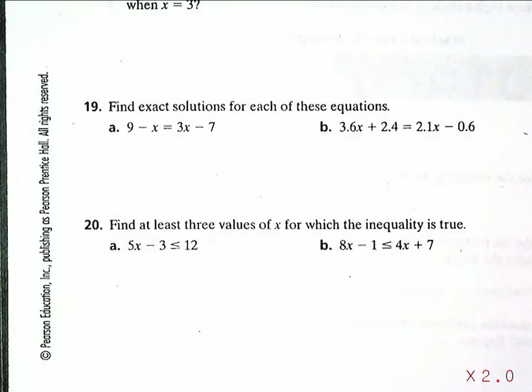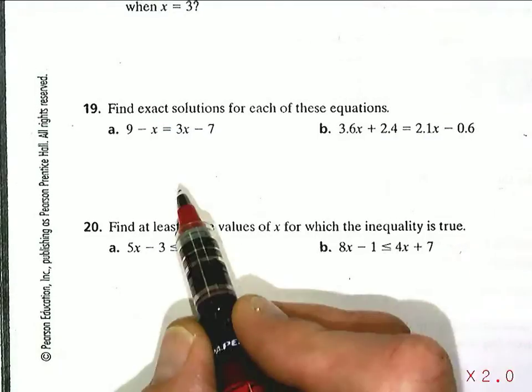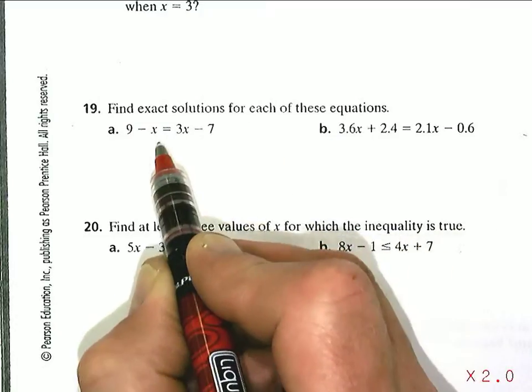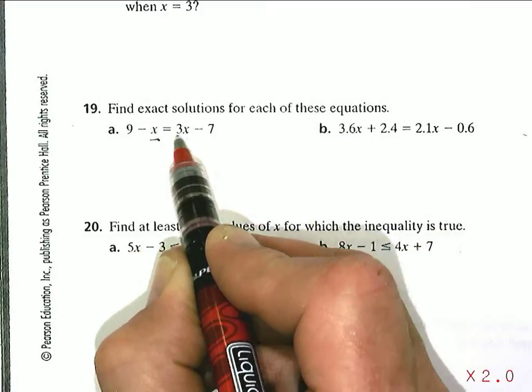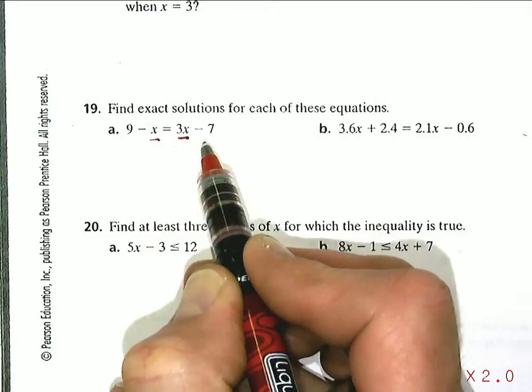So this is from Thinking with Math Models, additional practice for investigation 2, question 19 and 19a. And so when it says find the exact solution for each of these equations, it wants you to find out what the value of x is that makes this true. So you have two expressions that are set equal to each other.